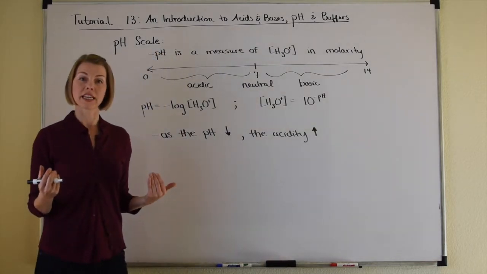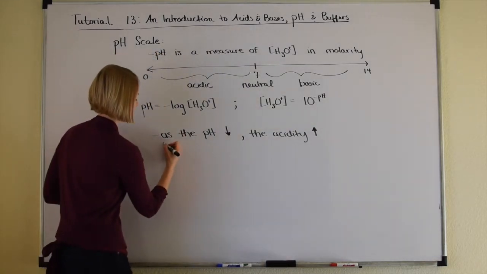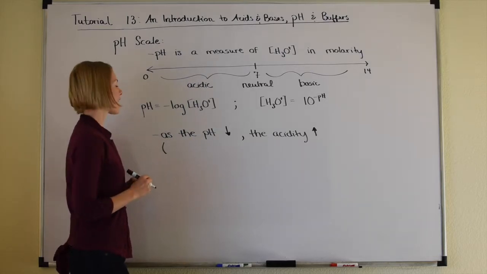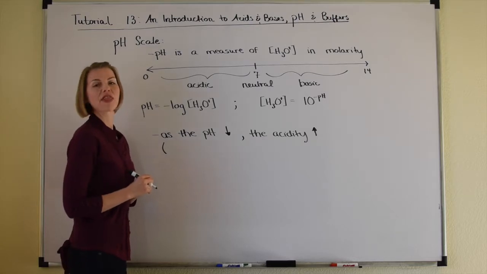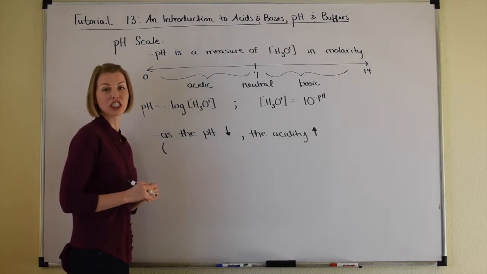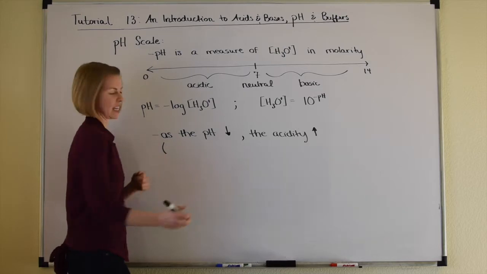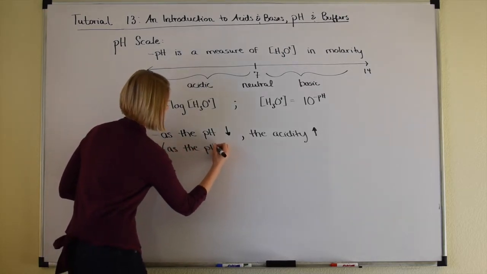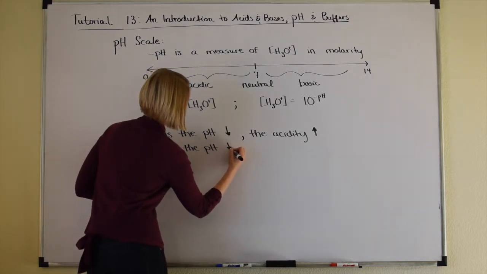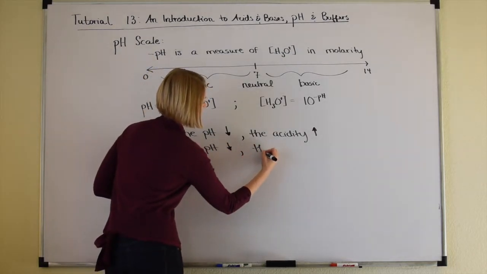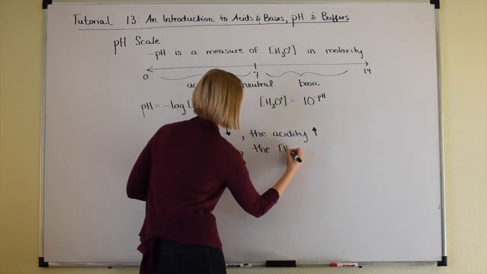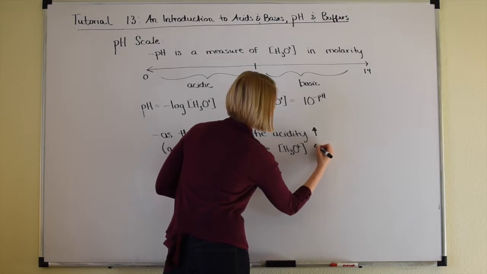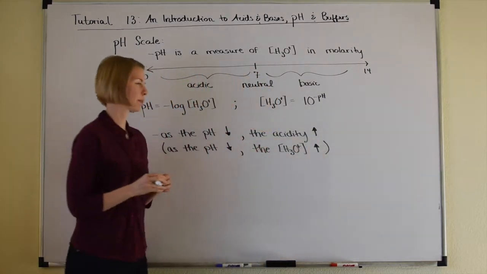Now another way to say this, so I'll just write it down here in parentheses, so we're really just saying the same thing, just saying it a little bit different way, is that as the pH decreases, the hydronium ion concentration is increasing. So as the pH decreases, the hydronium ion concentration of a solution increases.